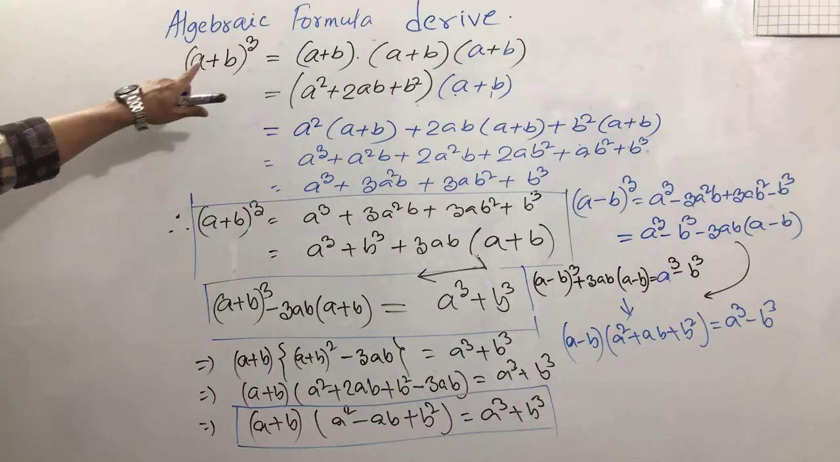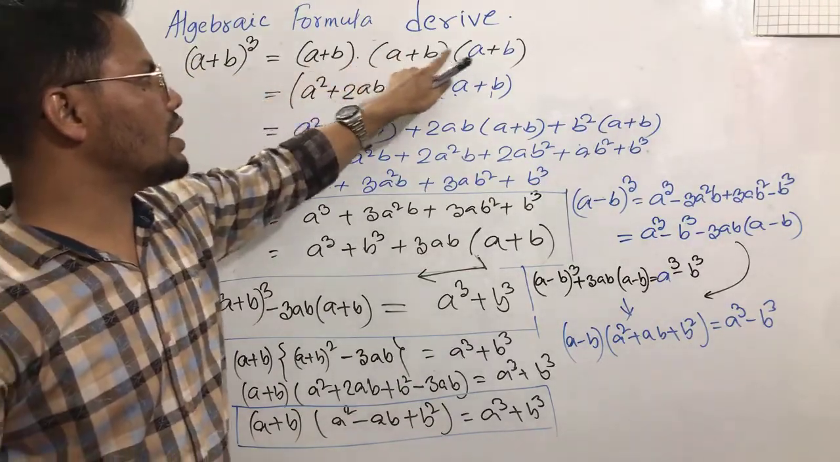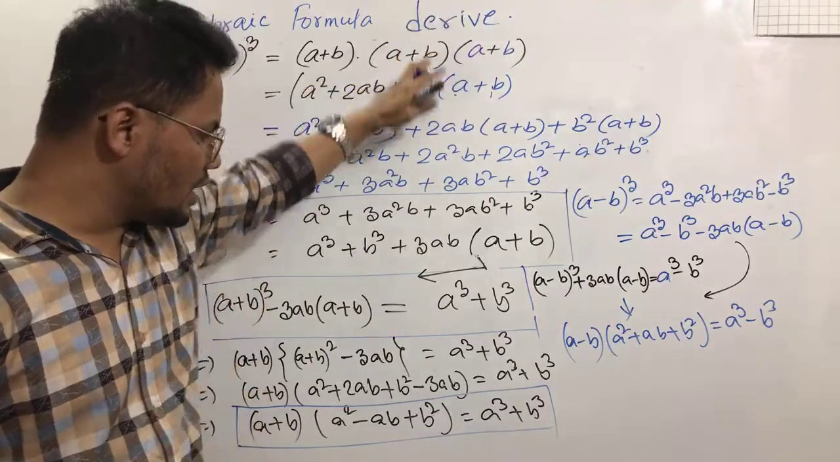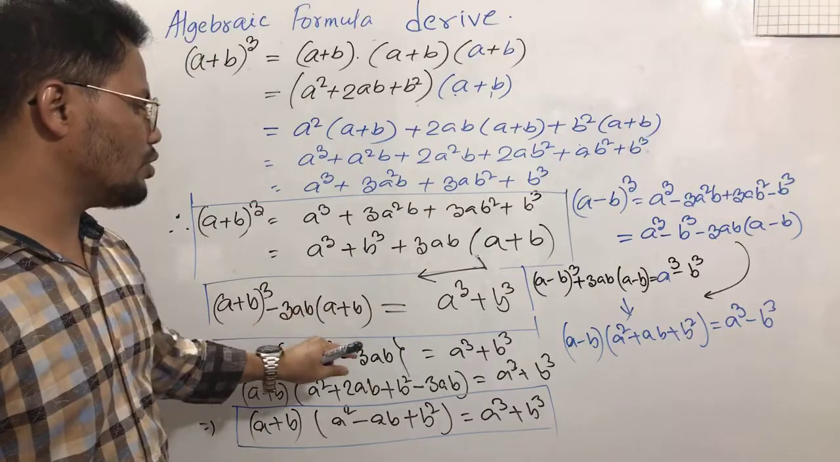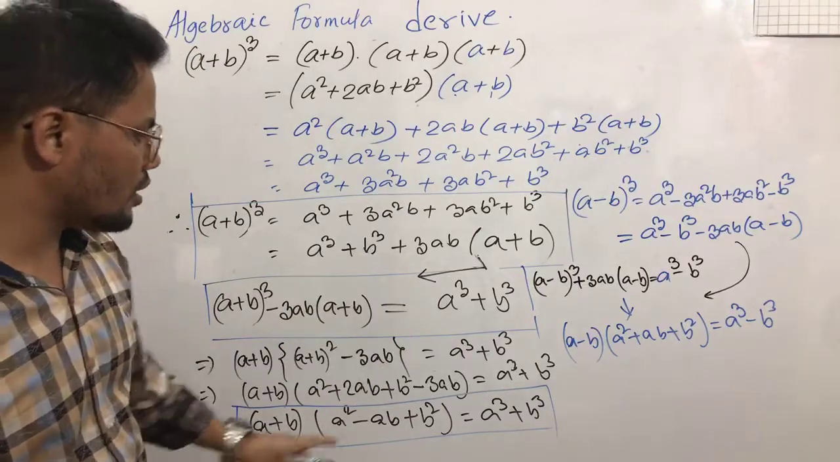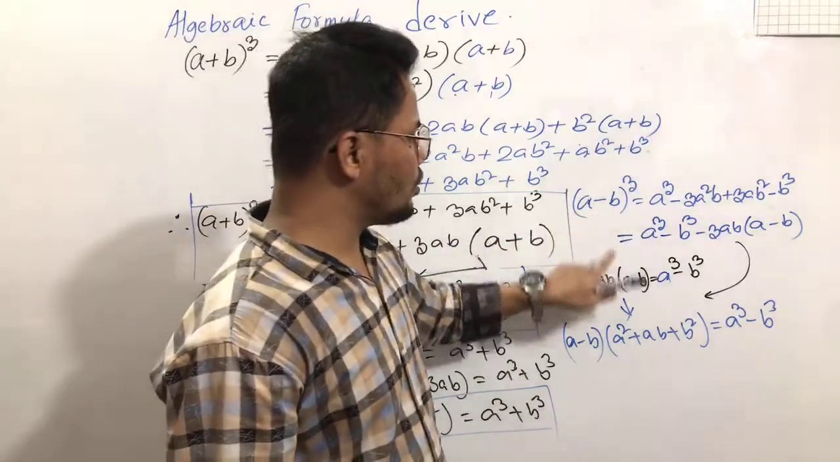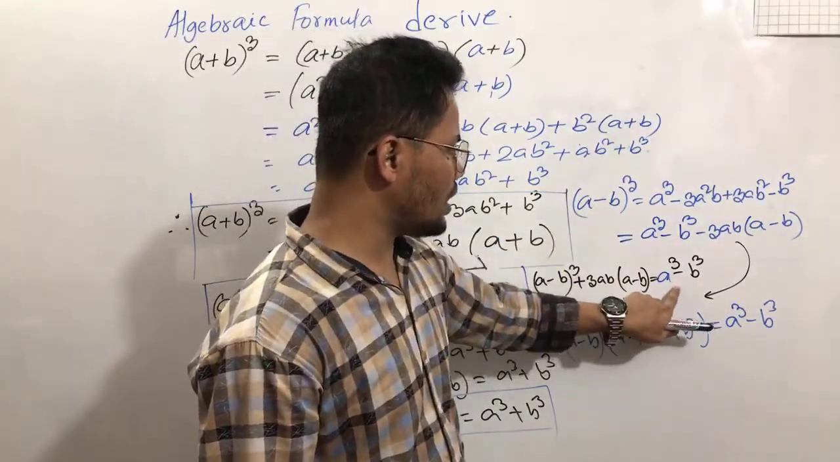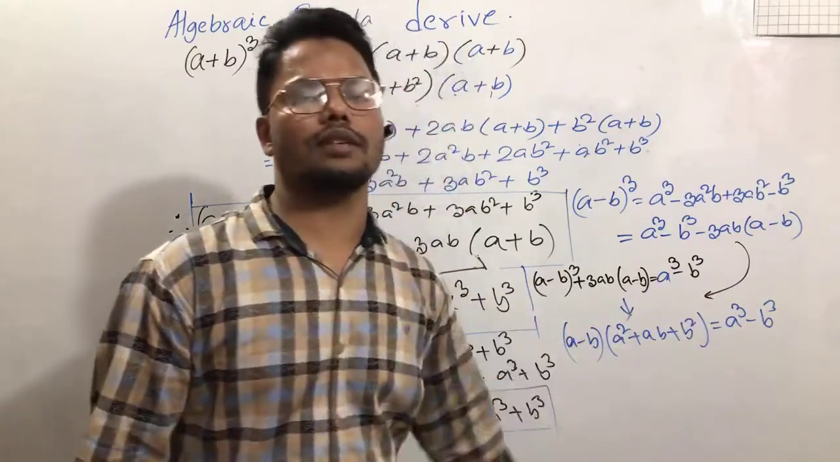So basically the cubic formulas started from a plus b whole cube, a plus b multiplied by a plus b multiplied by a plus b. Successively you will get all the plus formulas: the a plus b whole cube factorization formula and the corollary form, then a cube plus b cube. Similarly, the a minus b whole cube formula will give two formulas, a cube minus b cube, and their corollary form and the factorization form.